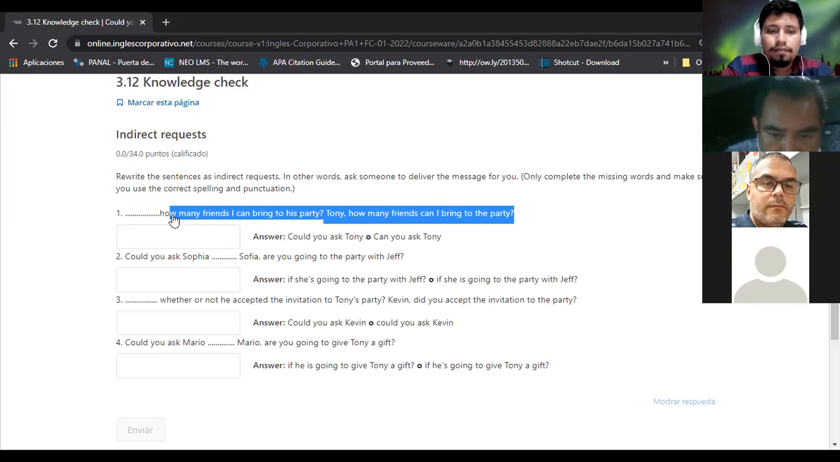Okay. So in the second one, what we have to do is just to complete the interrogative sentence with the if clause. It's like saying, could you ask Sophia, okay, if she's going to the party with Jeff?